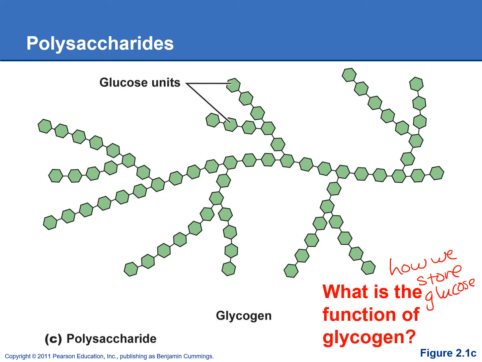And when we're running low on glucose, we can just take our glycogen and we can actually just chop off these glucoses and then release that and then use that as an energy source. So glycogen is really important in the body, and we'll talk more about that later on in another chapter.